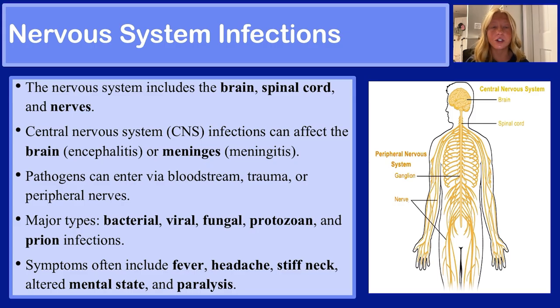So now I'm going to go on to the infections of the nervous system. The nervous system is highly protected but can still be breached by pathogens through the bloodstream or through trauma. And the central nervous system is a closed system, so when infection occurs, it causes major inflammation and pressure that disrupt normal neural function.